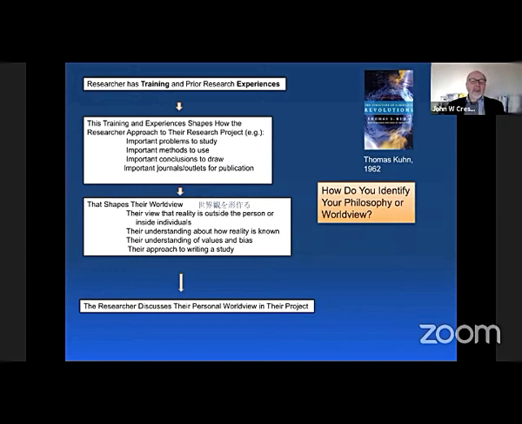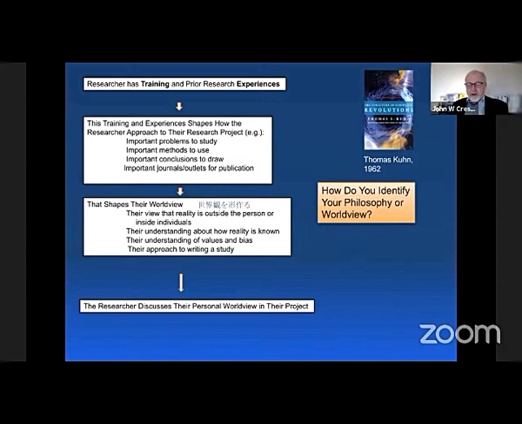And your worldview or your philosophy is based upon, according to Kuhn, your training and your experiences. You know, you're trained in a certain way as a psychologist, and you have experiences working as a psychologist. This shapes how you look at problems, what methods to use, what conclusions to draw, how you publish your work. This then shapes your worldview. And there are various articles on the different components of a worldview, like reality and values and how you write up a study. And then put into your article, your mixed method study, a discussion about the personal worldview that you bring to your project.